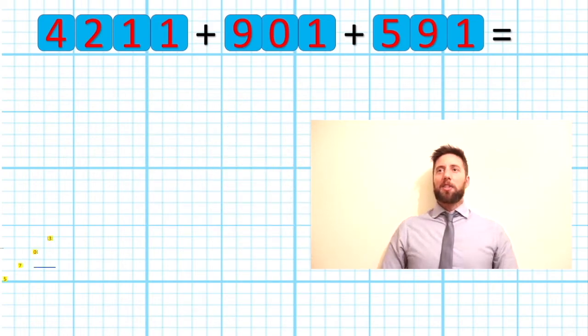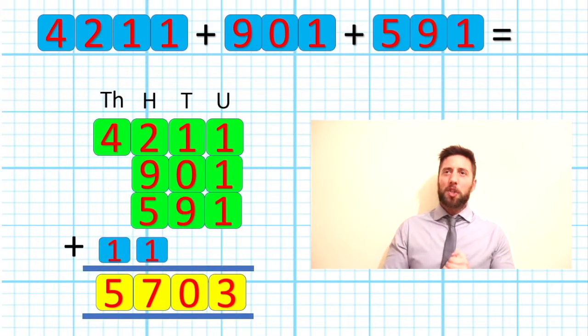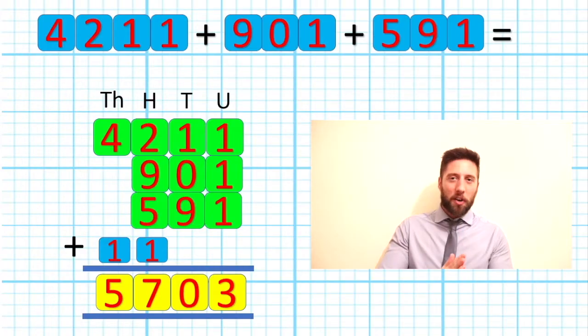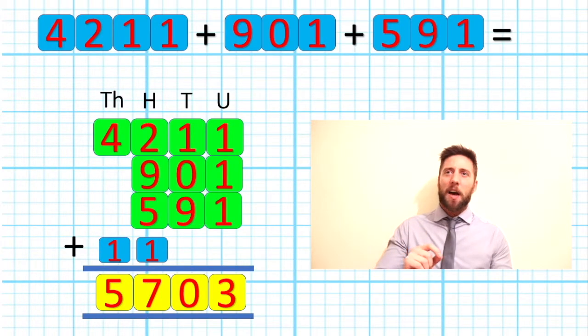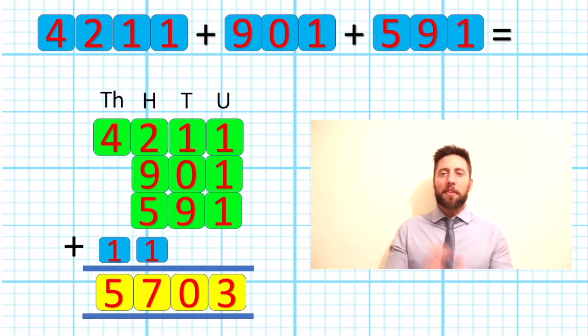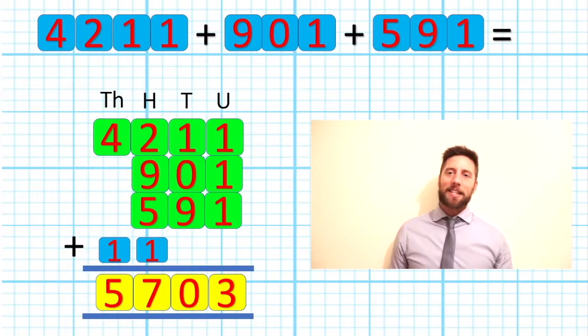Answer. Okay, so 4,211 add 901 add 591 equals 5,703. So I had to squint. I wrote that really small on the wall over there. I couldn't remember it. Okay, well done. If you got that right, you have mastered this lesson. Well done. Very, very well done, and I'm proud of you all.